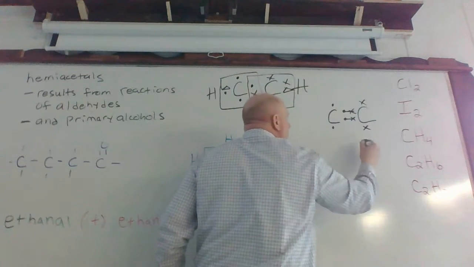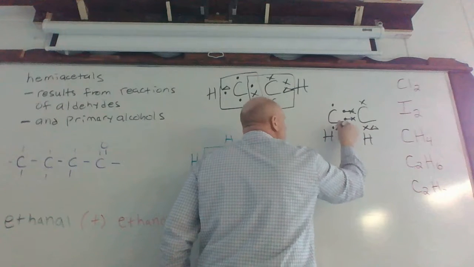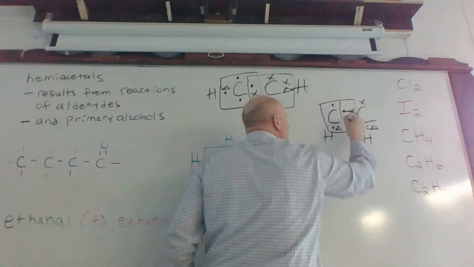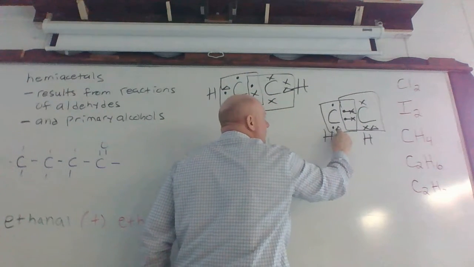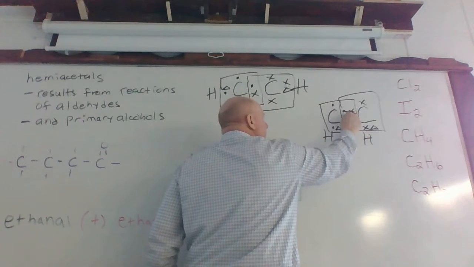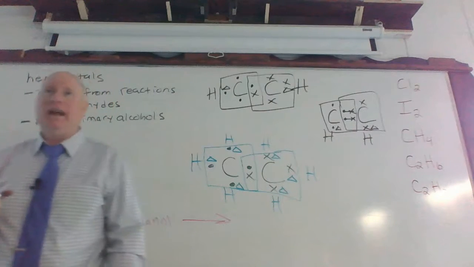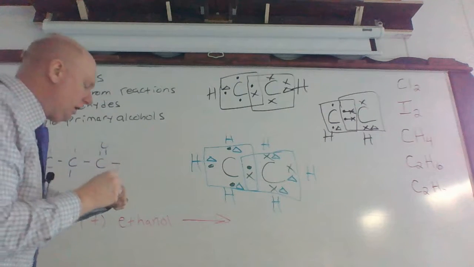We still have 2 hydrogens. So if we put a box around here and around here, how many electrons are inside this box? 2, 4, 6, and 1 more gives you only what? Only 7. So a single bond didn't work. A double bond does not work.